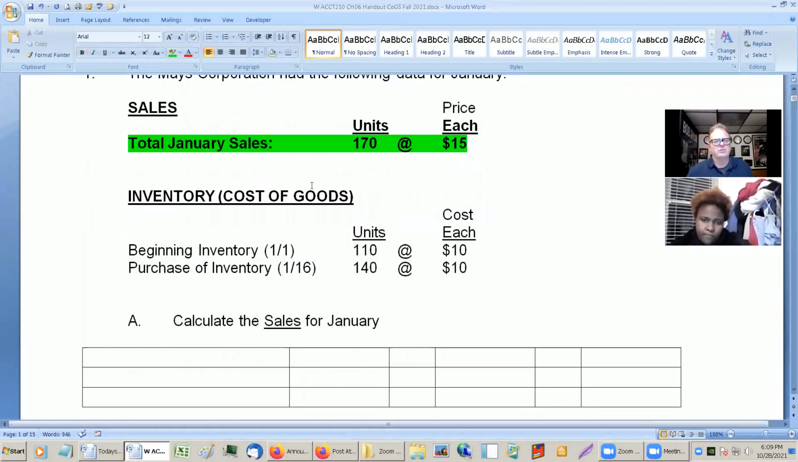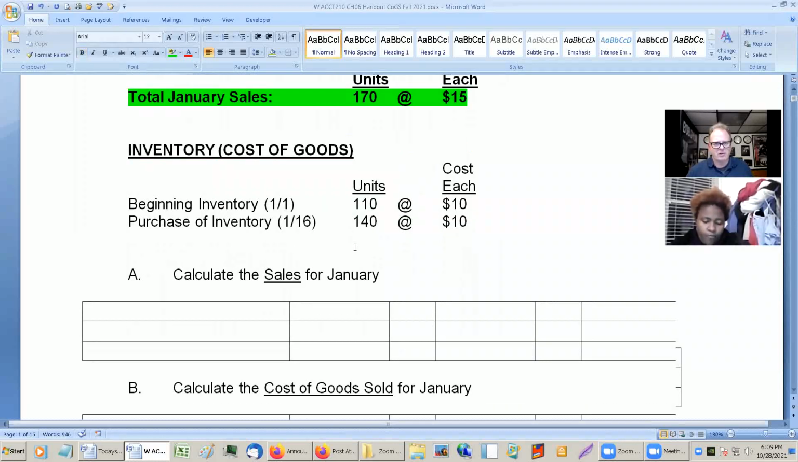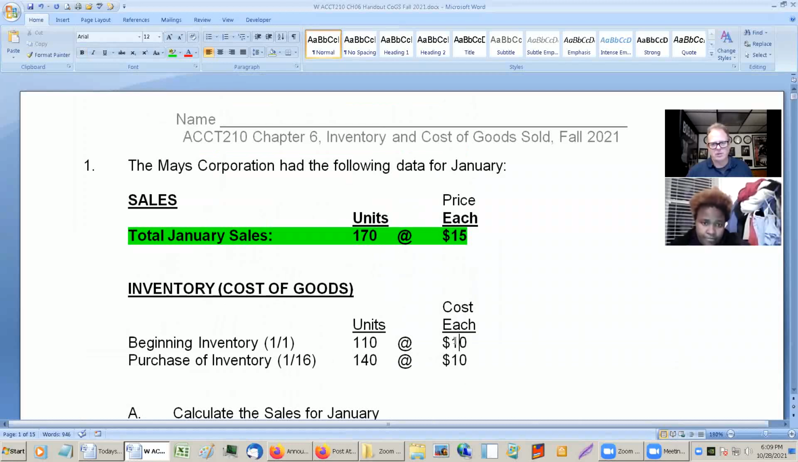Okay, so they sold 170 units and they sold at $15 each. Now, these are the units down here. This is what we paid for them. So they made money on them, right?